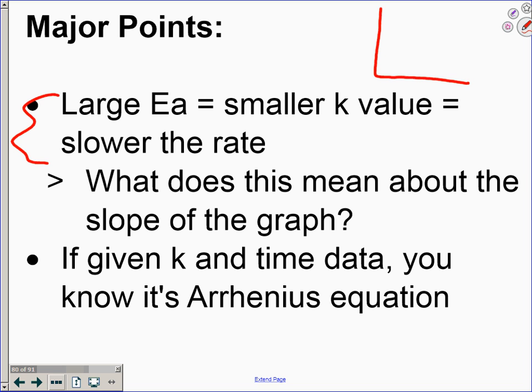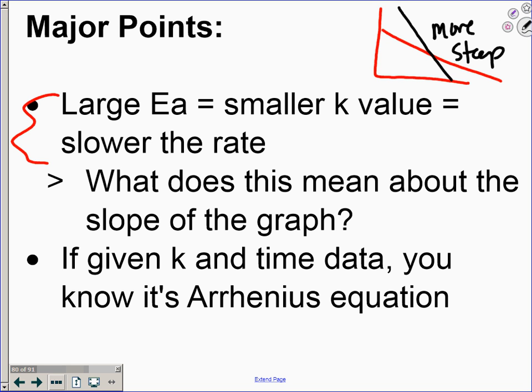Well, it's a large activation energy, right? So like this slope versus this slope. Which of those would show a larger activation energy? The red one or the black one? The black one, so it should be more steep. Okay? Because the R constant's not changing, it's just the activation energy.